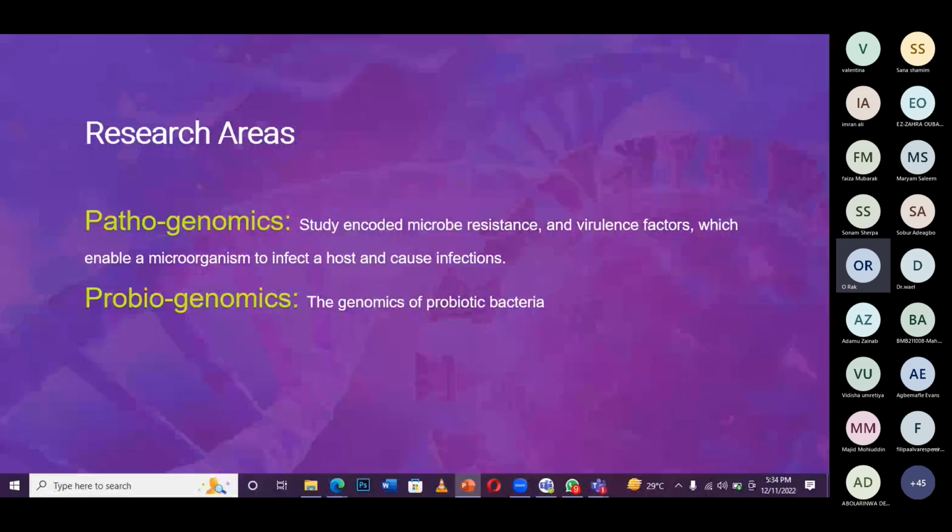Yeah, thank you. So an aspect of microbial genomics research is probiotic genomics. And this particular genomics research is applicable even in the industry, especially in the food industry. And if you hear about probiotics, what's the first thing that comes to your mind?